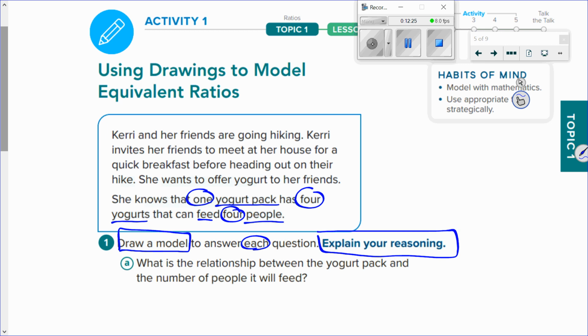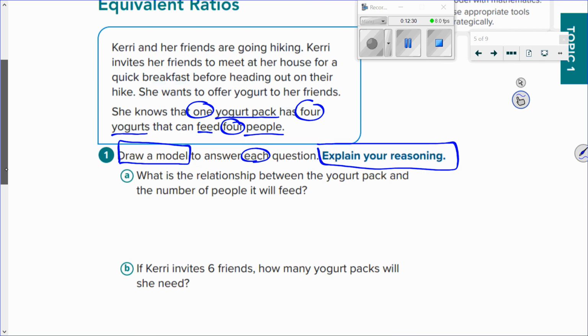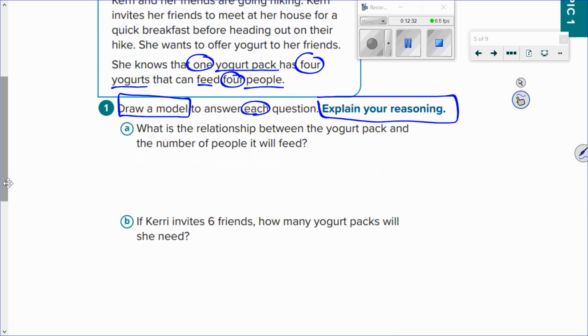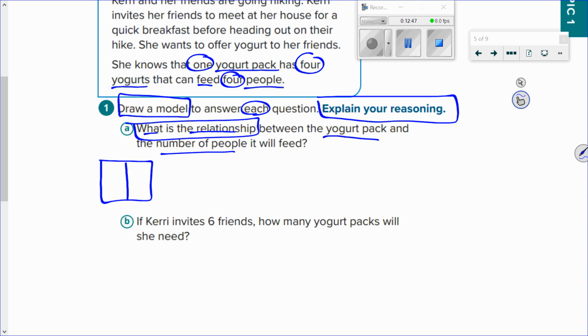Okay, we had to draw a model and explain our reasoning for each of these. I'm going to do a very simple model because I am not an artist. We'll start with the relationship between the yogurt pack and the number of people it will feed. In other words, let's make a ratio. I know my yogurts come in packs of 4, and each yogurt feeds 1 person. So my model would look something like this.